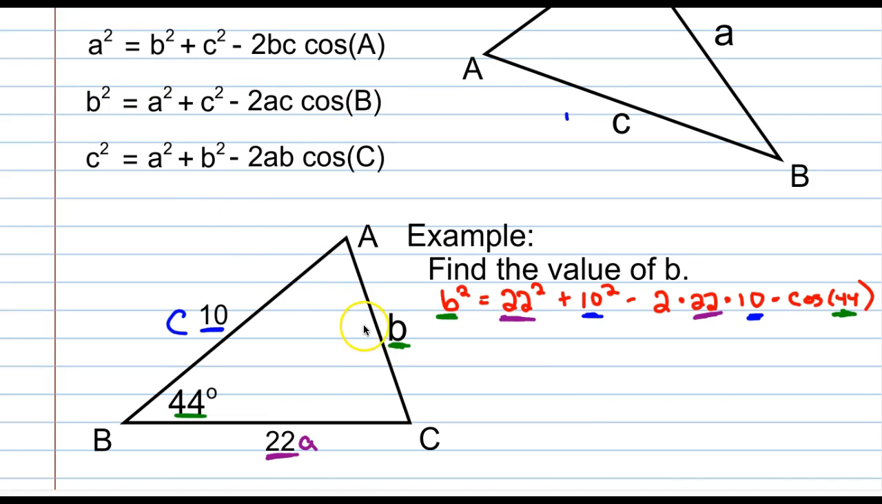So I know that the angle across from little b right here is 44. So over here on the end, I'm going to write out the cosine of 44. My unknown is b squared. The next thing in my equation is little side a squared. Well, little side a is 22. The big A is really not needed in this problem. So you only see a showing up as 22.